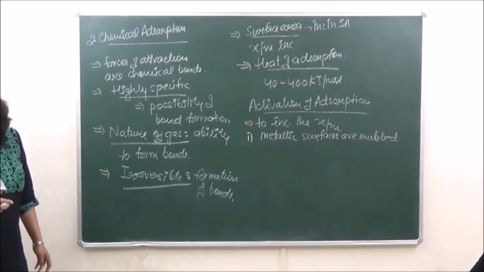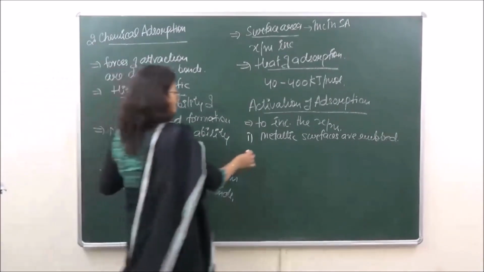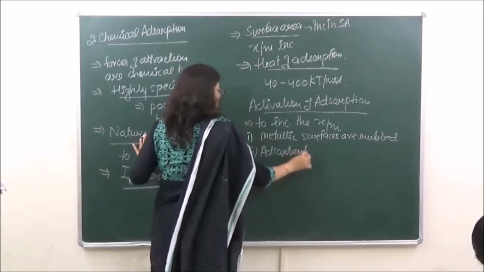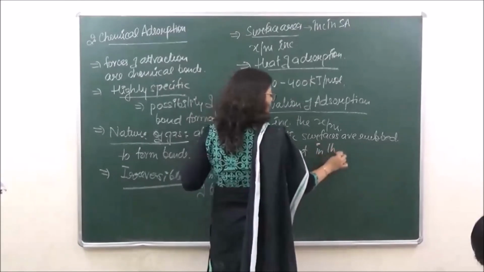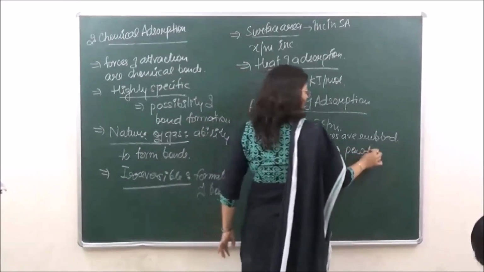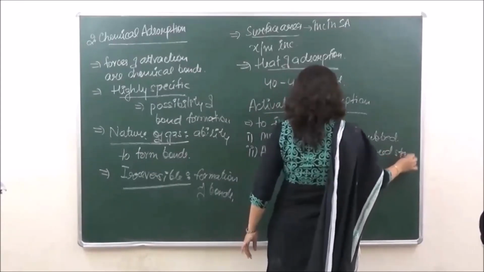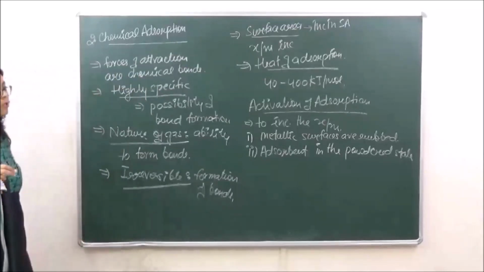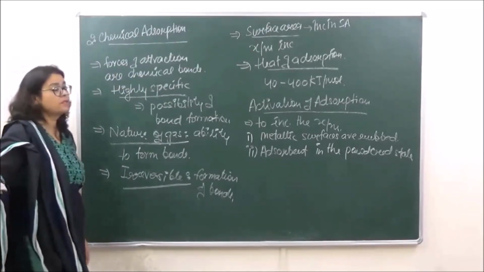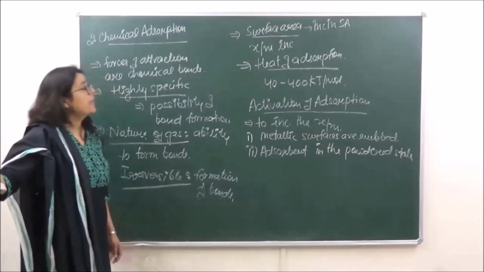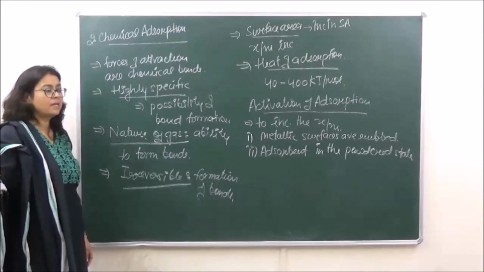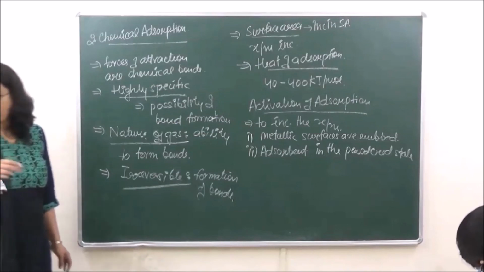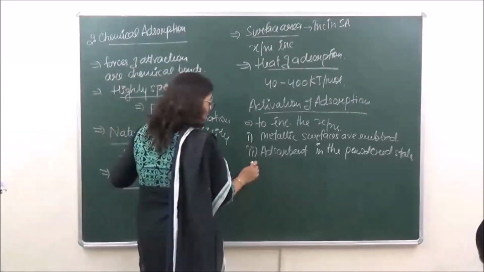Okay? Then number 2, it is increased by taking the adsorbent in the powdered state. Why in the powdered state? Because the surface area is maximum in the powdered state. So in both cases, whether it is physical adsorption or chemical adsorption, we have studied that by increasing the surface area, we can increase the extent of adsorption.